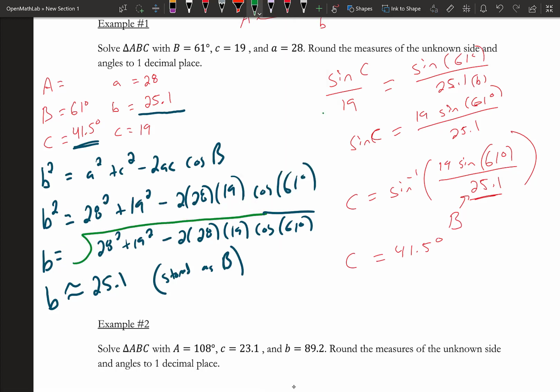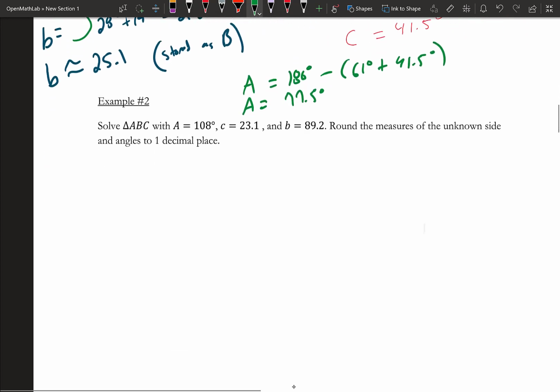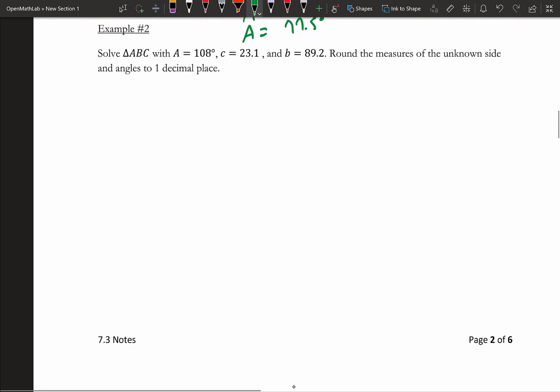Right, so the measurement of angle A is equal to 180 degrees minus 61 degrees plus 41.5 degrees, right? Which should come out to be 77.5 degrees. So I found all of the pieces of this right triangle. All right, so we have another one to try.